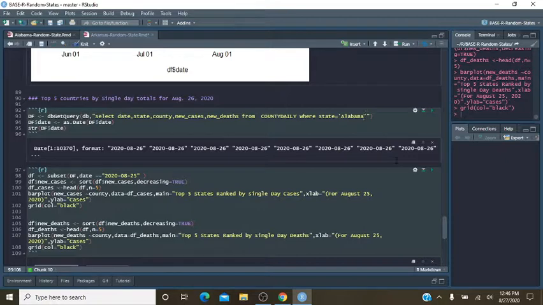Okay. Geez, I was going crazy there for a second. I was like, it can't be the same 5 counties.